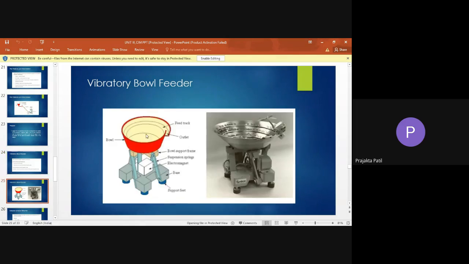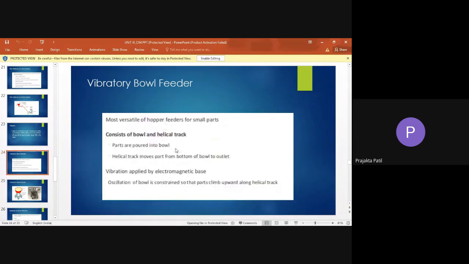So you can imagine this complete setup vibrating, with all the components placed here. With the help of those vibrations, all those tiny, small parts follow a certain path and come out of the outlet, moving ahead to the selector or the orienter. I will also show you a video of the same. I hope it will be helpful for you to understand this.